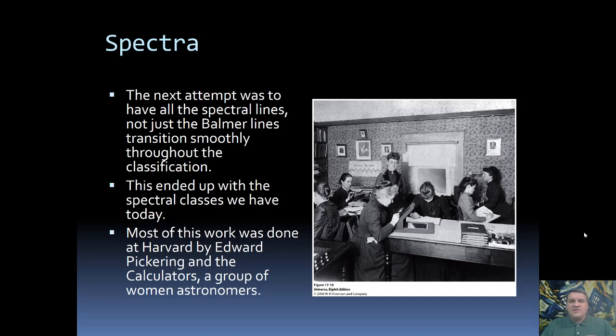This group of astronomers were known as the calculators, and they went through and looked at all these spectra and decided to reorder them in a way that made more sense. A picture of the calculators is in this image. I'm going to point out that they are all women. This was done in the late 1800s, early 1900s, not exactly a time of lots of women being allowed to do science. So this was actually really awesome.